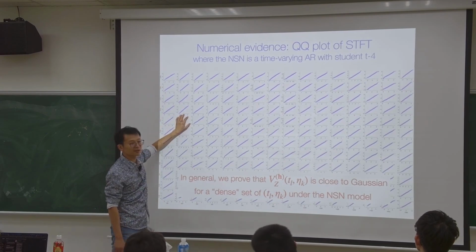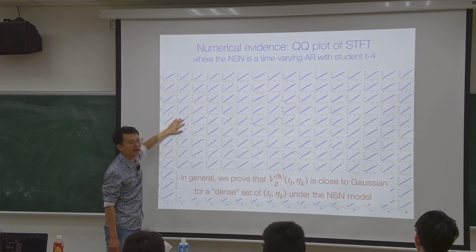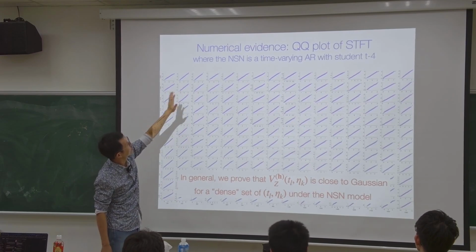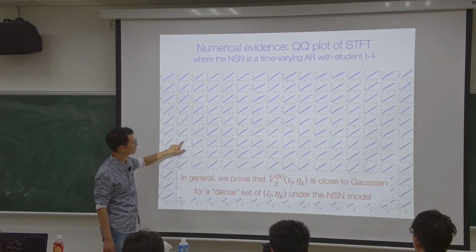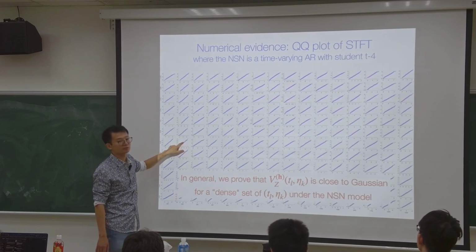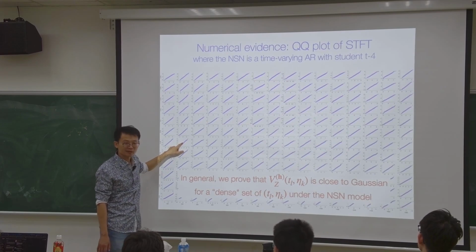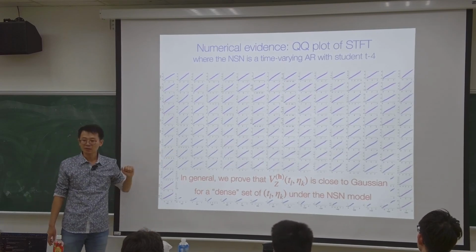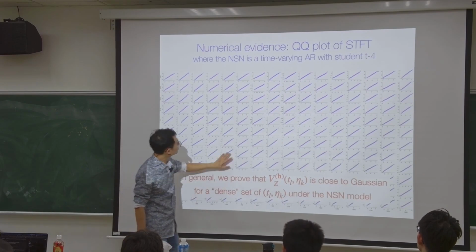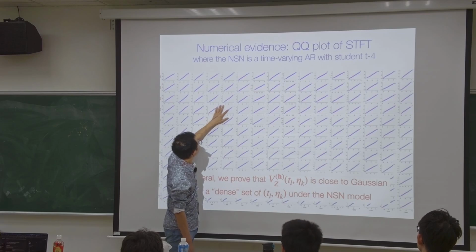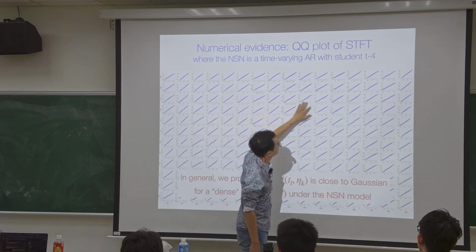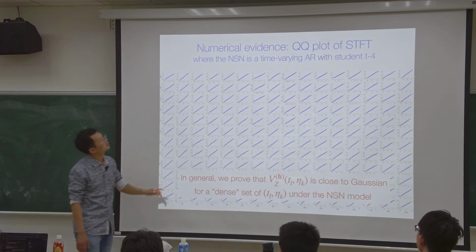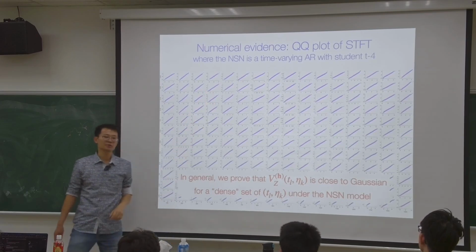And each block means that I realize the short-time Fourier transform at that time and frequency 1,000 or 10,000 times, I forget. And then I compare it with the Gaussian distribution. And this is a QQ plot. So you see, for almost all time-frequency pairs, the QQ plots are just flat, diagonal, which means they are very, very close to Gaussian everywhere, even if the input data is non-stationary.